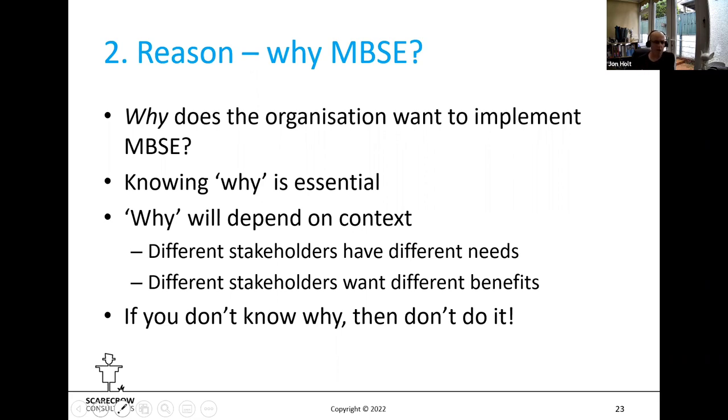If we don't know why, we're in danger of buying solutions to a problem that we don't understand. And when we start to buy solutions to a problem that we don't understand, we very rarely, if ever, succeed. In fact, the probability of success, in my experience, is very, very low. So we need to understand why.